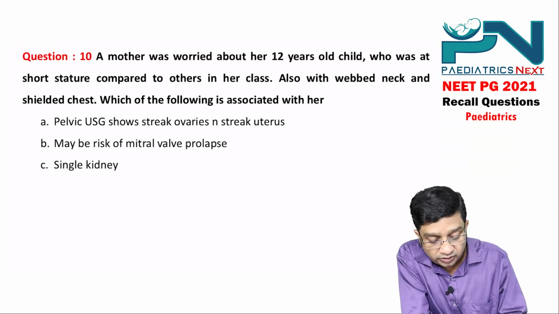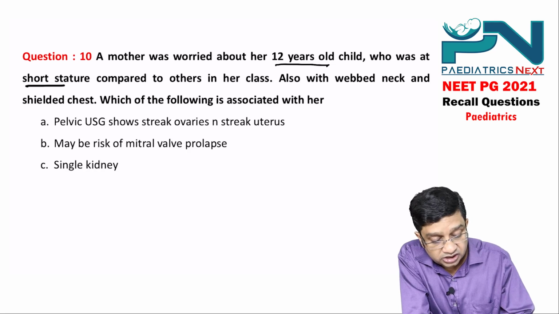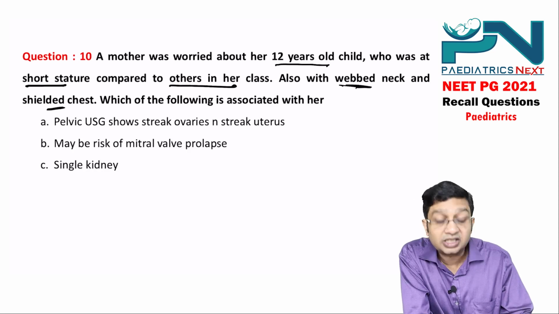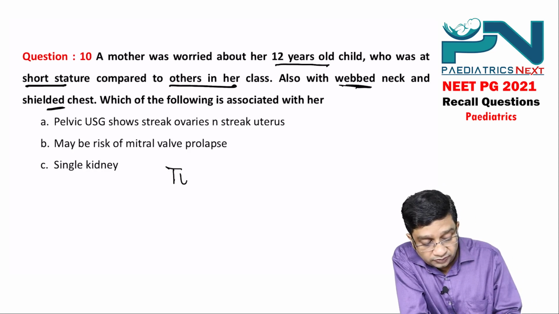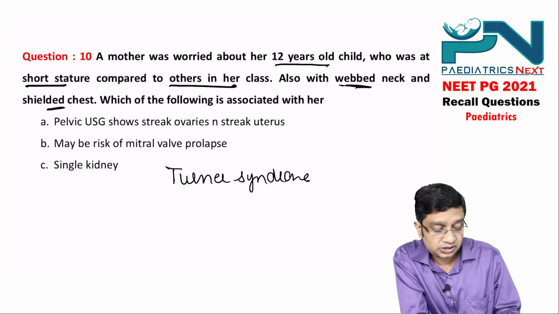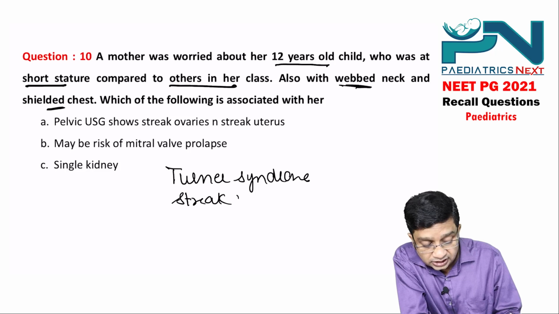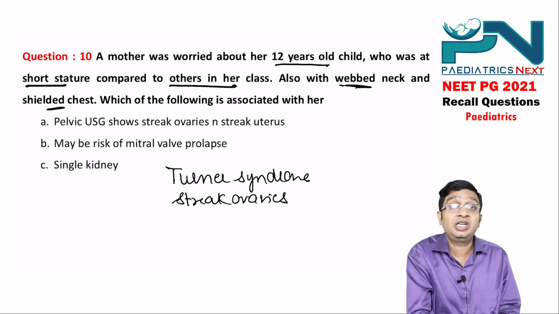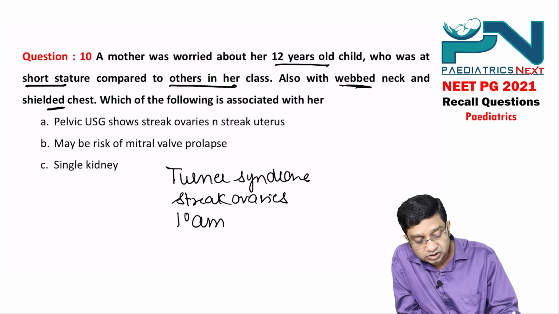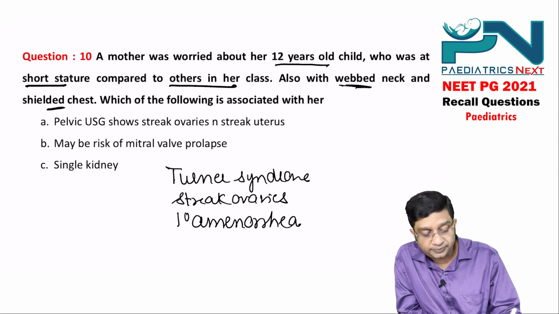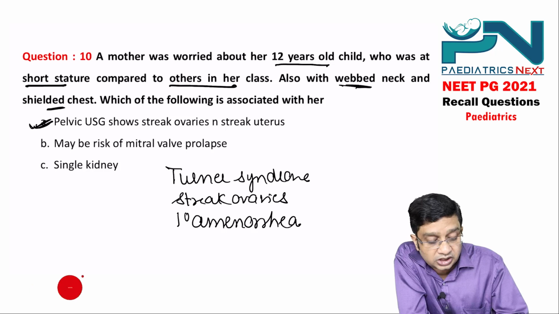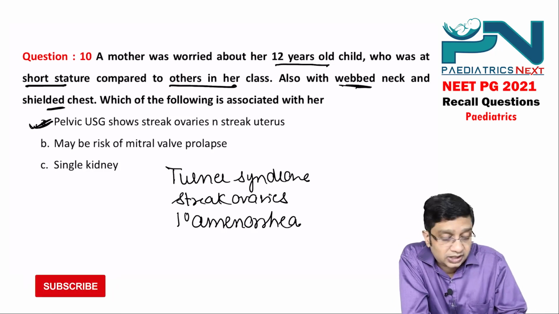Mother was worried about a 12-year-old child who was of short stature compared to the others. Again the same thing, webbing of the neck and shield-like chest, and your diagnosis again goes in favor of Turner syndrome. And in Turner syndrome, you all know there is presence of streak ovaries. That means the ovaries only have fibrous tissue, no ovarian follicles, and it is the most common cause of primary amenorrhea. So this pelvic ultrasonography shows streak ovaries. That is the most likely answer.